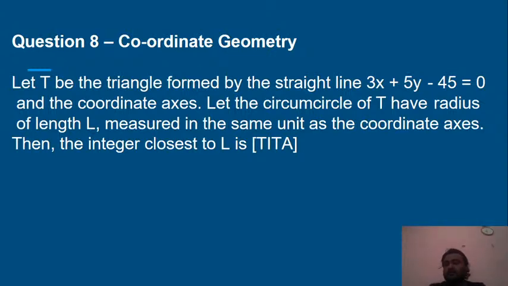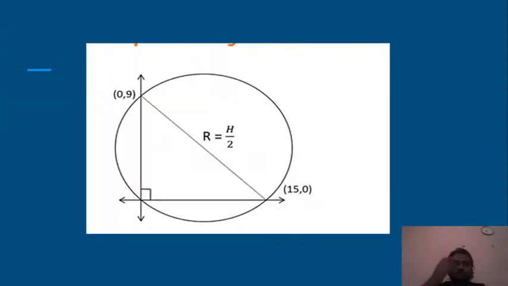So let the circumcircle of T have radius of length L, measured in the same unit as the coordinate axes. Okay, so we have the circumcircle of T, that is L, and we have to find L. So we have to first draw the triangle formed by these three equations, 3x plus 5y minus 45 is equal to 0, and then find out the radius of the circumcircle. Okay. So something like this will be formed.